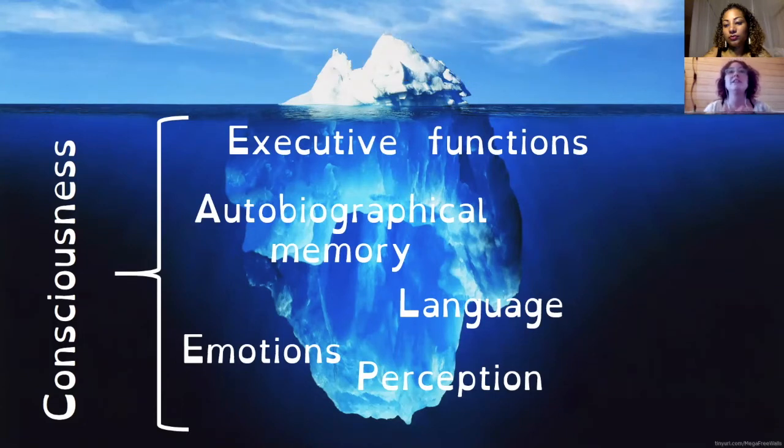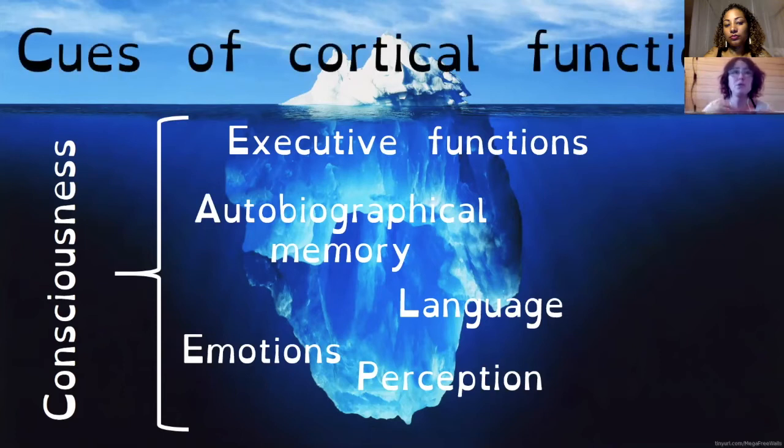But when there's no communication at all, and that's the case for patients, how can we assess their level of consciousness? We can use cues of cortical functions. Classically, this is what we do in the intensive care unit, for example. This is used in all clinical scales to evaluate patients. So what is a cue of cortical function?